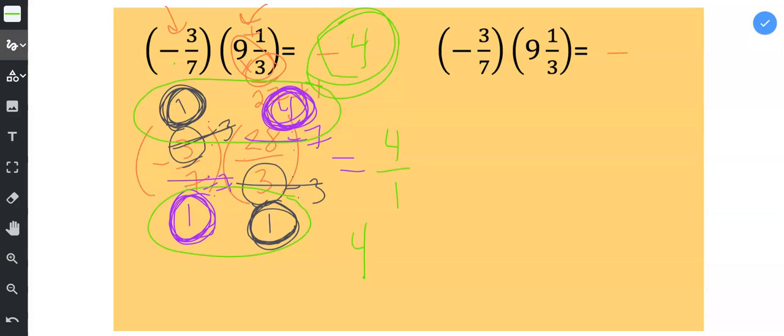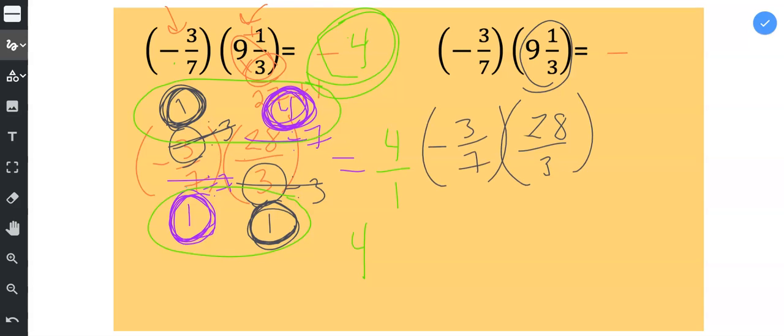Let me show you one other way to do this. It starts out the same where I change this to an improper fraction. We already figured out that that was 28 thirds. And then I'm going to multiply by a negative 3 sevenths. Well, you could start instead by just multiplying across. So multiplying the 3 times the 28 and the 7 times 3. Let me go ahead and do that. 7 times 3 is 21. 28 times 3, well, 8 times 3 is 24, carry the 2. 3 times 2 is 6, plus 2 is 8, so 84.